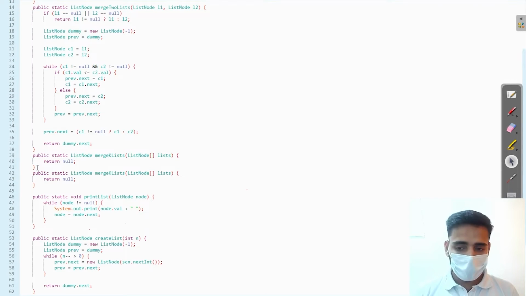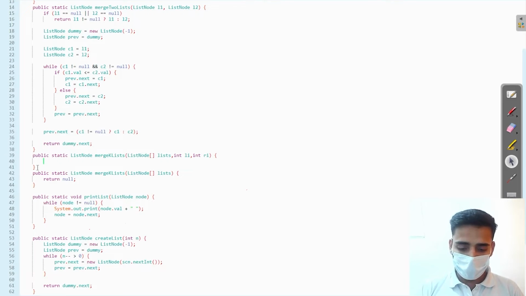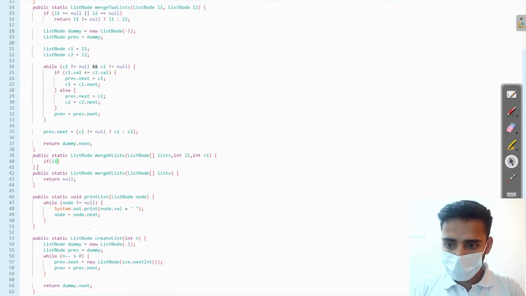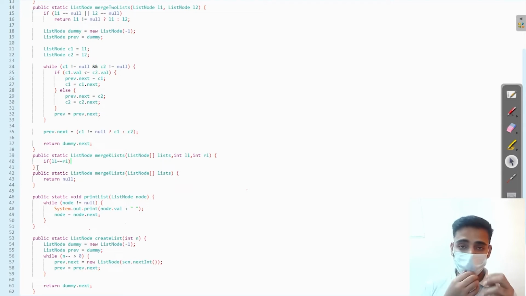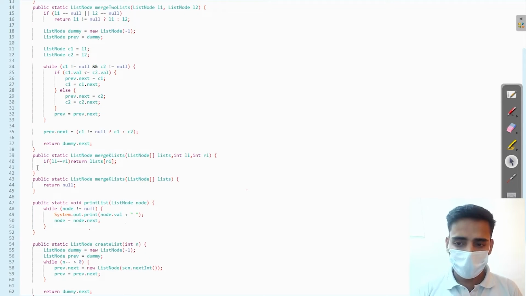What we need here is the list, the left index and the right index. Okay, this is done, so remove this null part. First of all, if our li is equal to ri, it means we have divided down to one list only. The one list only is left. So if that is the case, we will simply return the lists of ri.